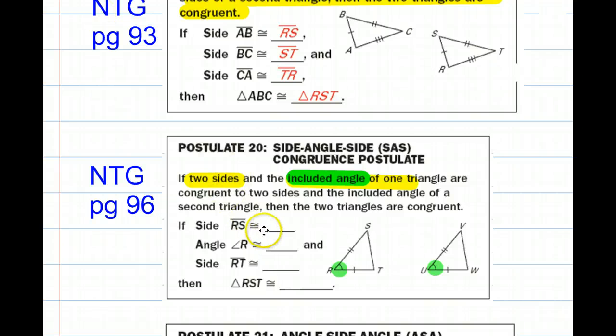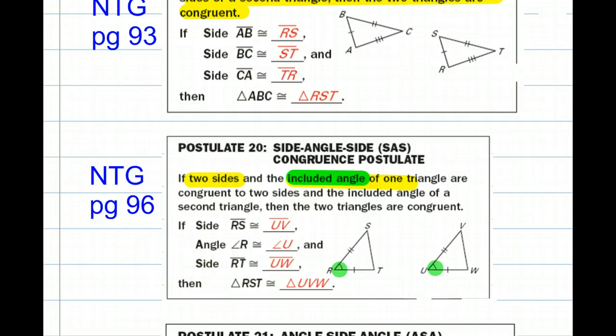So in this case, if I can show that side RS is congruent to UV, as we can see, RS has 2 dashes, UV has 2 dashes, and I can show that side RT is congruent to UW, and if I can also show that the angle that's in between the 2 sides, angle R, is congruent to its corresponding angle on the other triangle, then I'm done as well. I don't need to prove the other pairs of corresponding angles or the other pair of corresponding sides are congruent. I'm done. I can just say that triangle RST is congruent to triangle UVW.